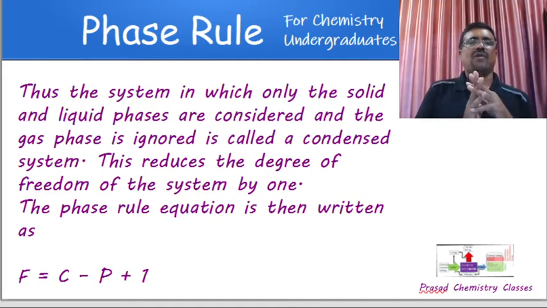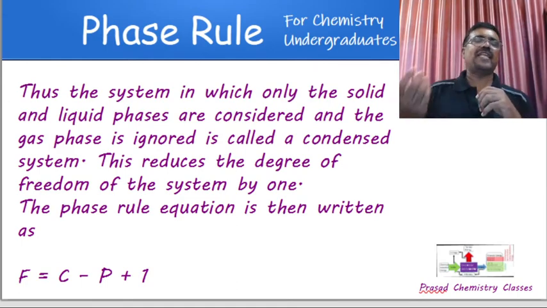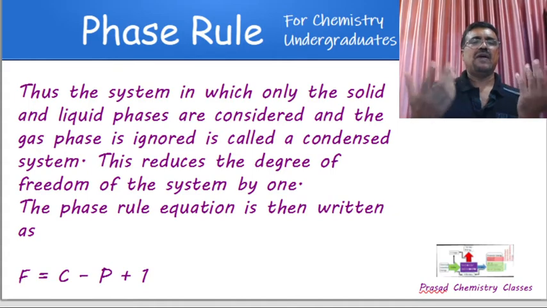Condensed system we call, and the degree of freedom of the system reduces by 1, right? We call it the condensed phase. The vapor phase is ignored here. So the phase rule equation is rearranged, or reformed, as F is equal to C minus P plus 1. That is for our convenience. The strict phase rule should be the other thing itself, but we can put it this way because we are ignoring the gaseous phase.